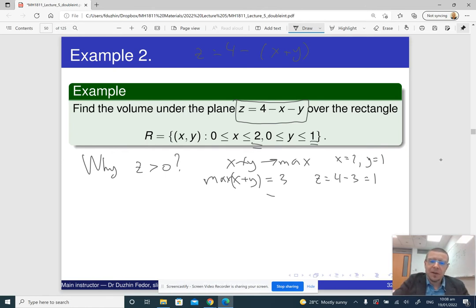So z should be always positive, because even at its lowest point it is positive, right? So z is positive for all values in the given rectangle, which essentially means that this is indeed the volume. So the double integral of our function 4 minus x minus y dA is just our volume.